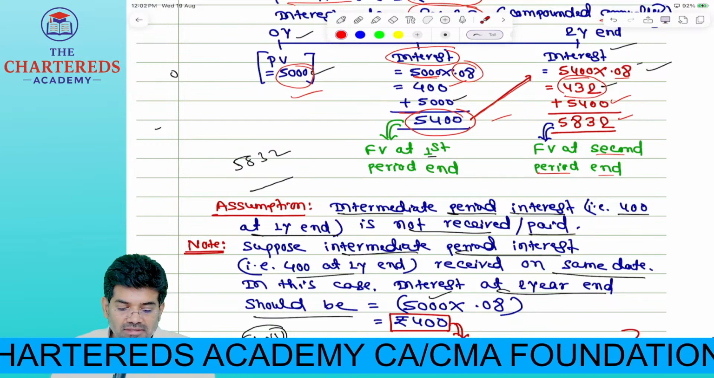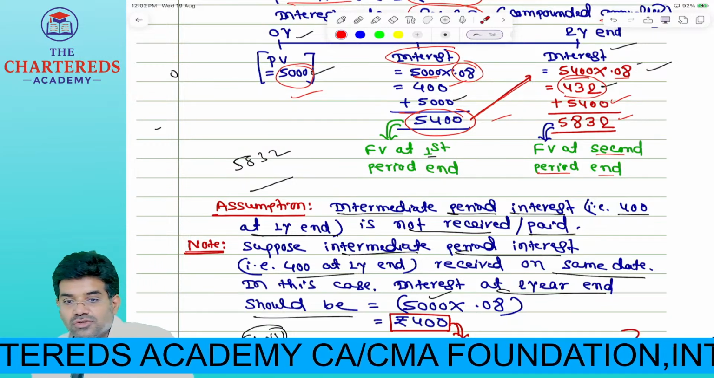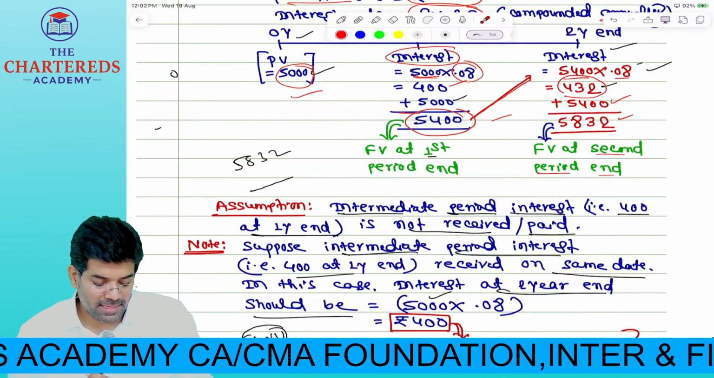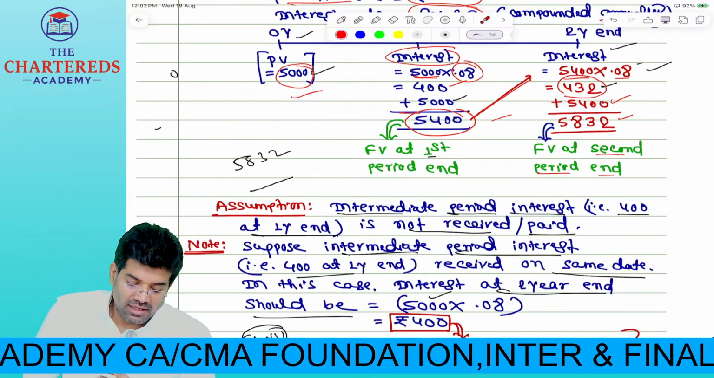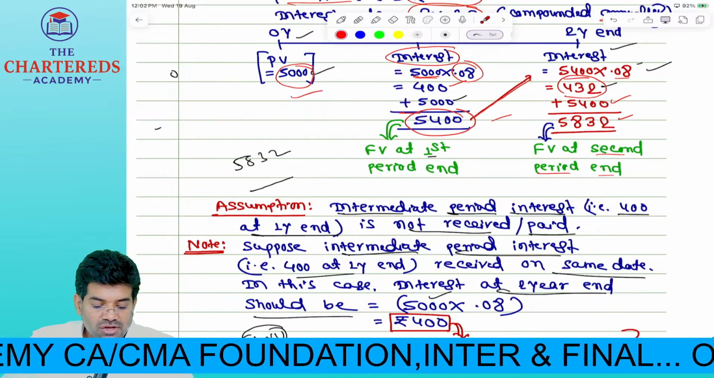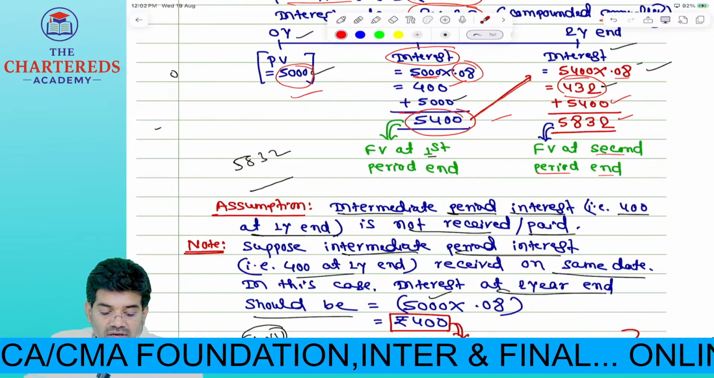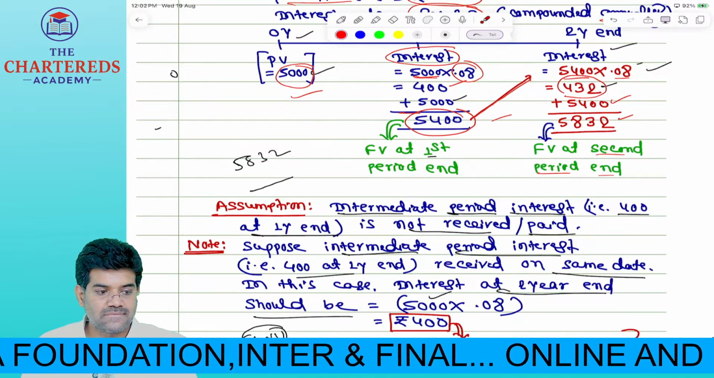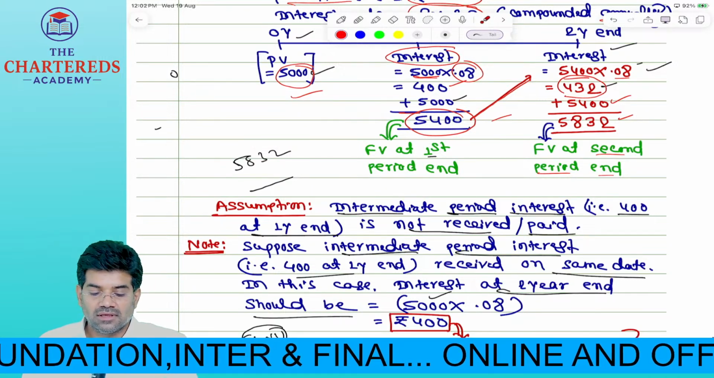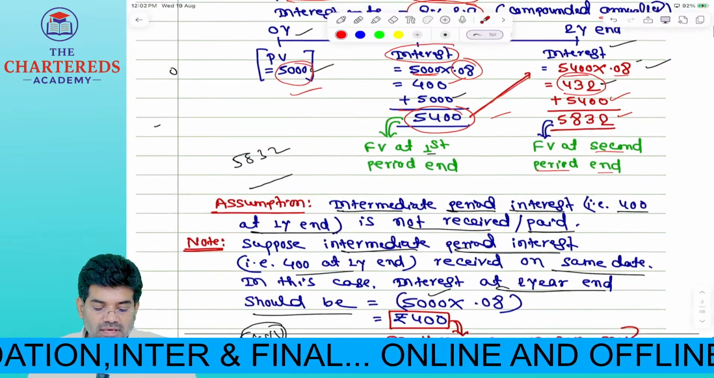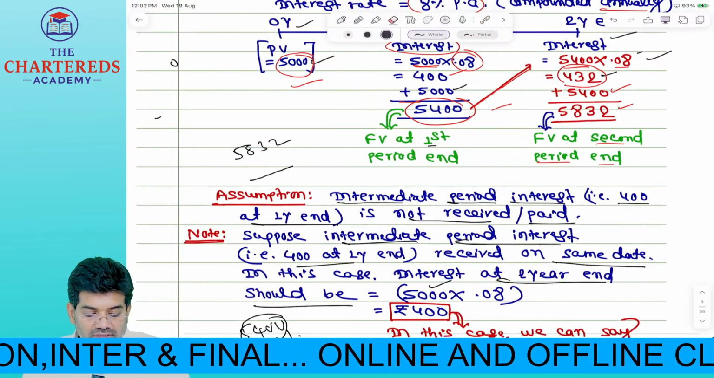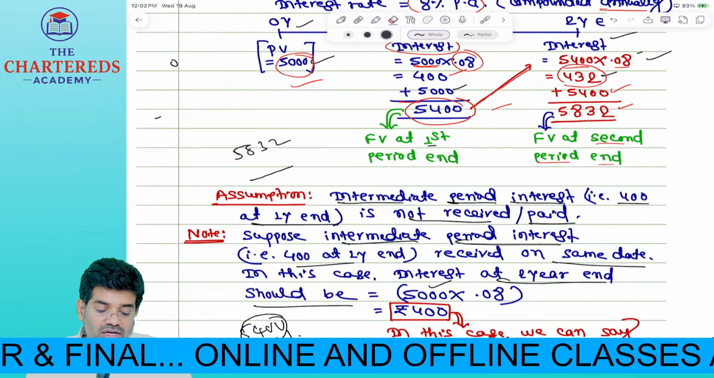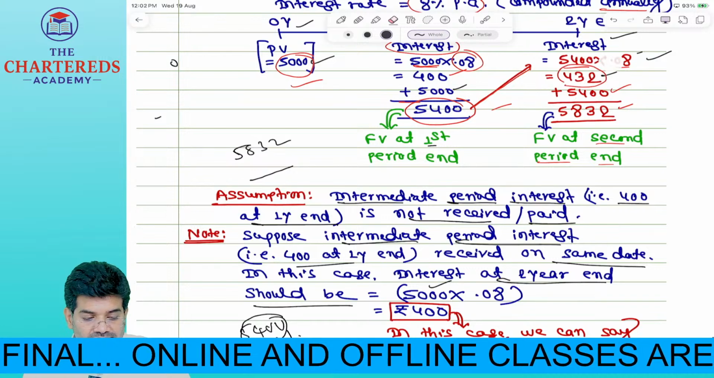Write intermediate period interest is not received or paid. That is the assumption.